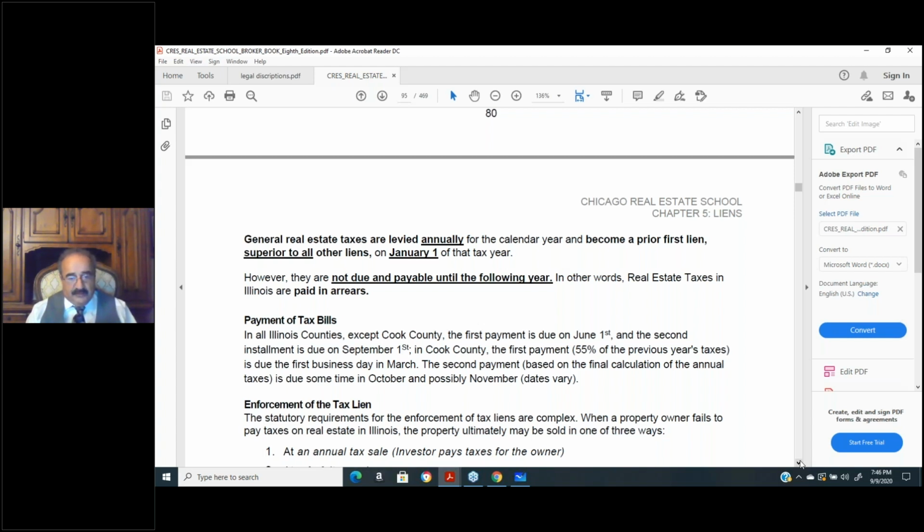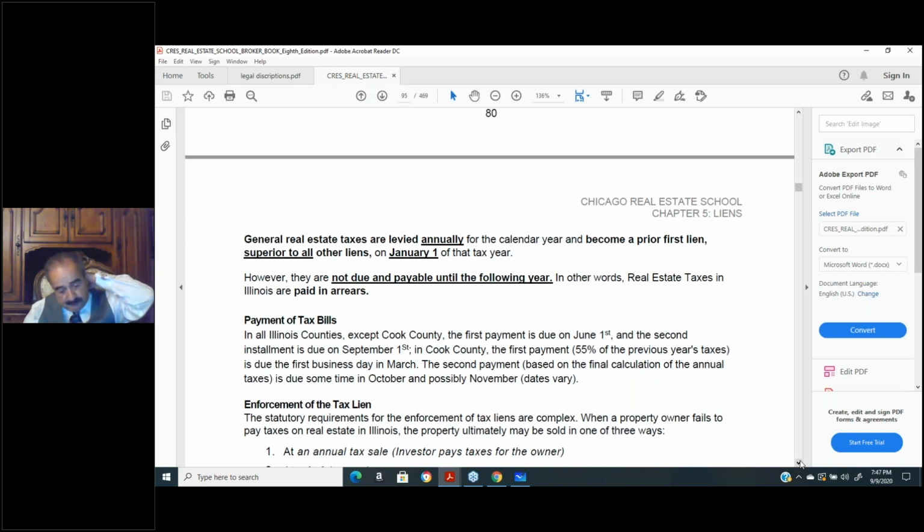Payment of tax bills. Highlight, put an X by that. There's one part I have to delete. Here's what you need to know. In all Illinois counties, except for Cook County, property taxes are due in 2 equal installments, one half by June 1st, the second half by September 1st, except for Cook County. In fact, if you see anything with Cook County, I would cross it out.